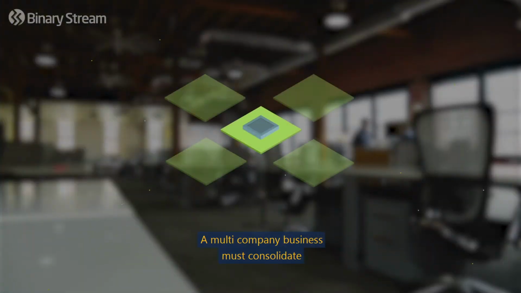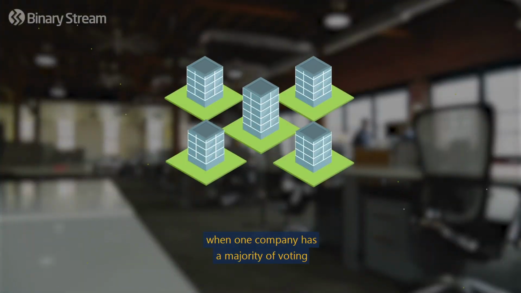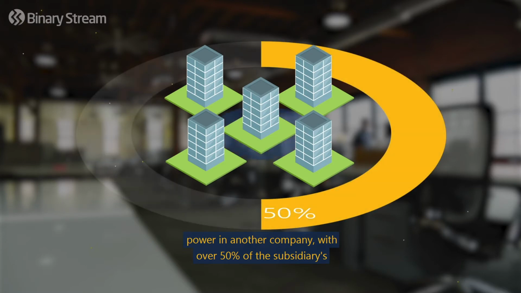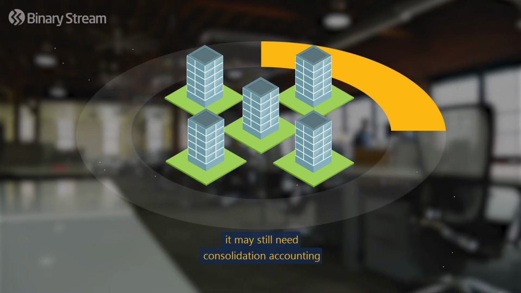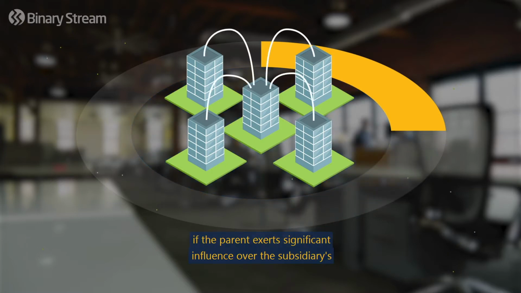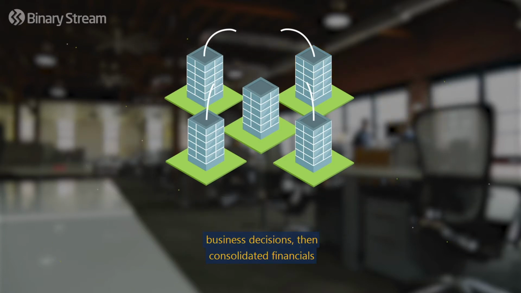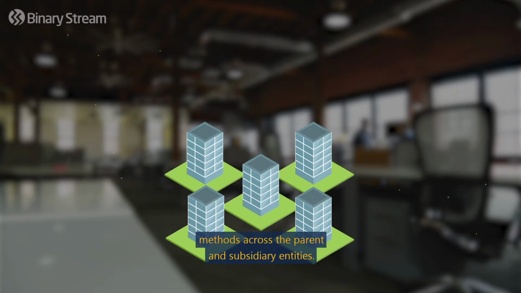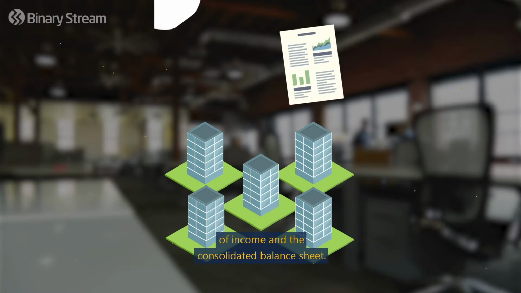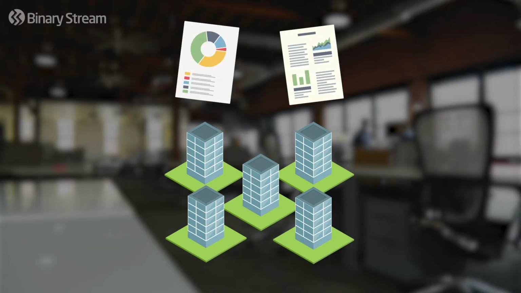A multi-company business must consolidate when one company has a majority of voting power in another company, with over 50% of the subsidiaries' outstanding common stock. However, if the parent has minority ownership, it may still need consolidation accounting if the parent exerts significant influence over the subsidiary's business decisions. Then, consolidated financials must be prepared using the same accounting methods across the parent and subsidiary entities. These include the consolidated statement of income and the consolidated balance sheet.